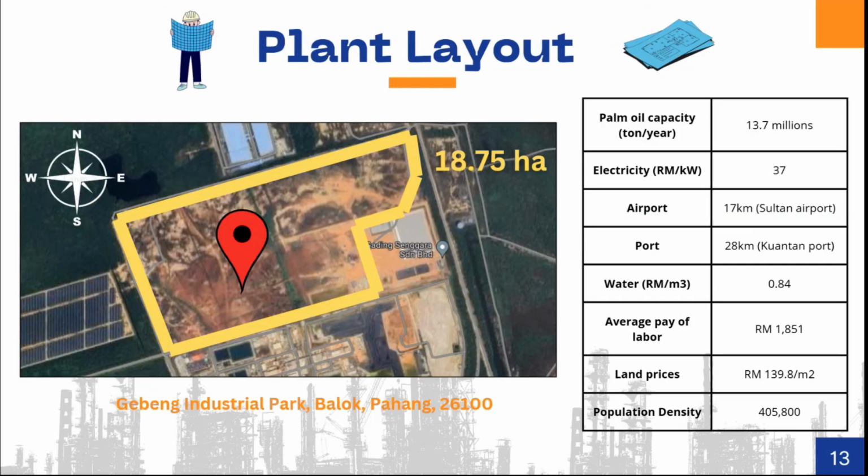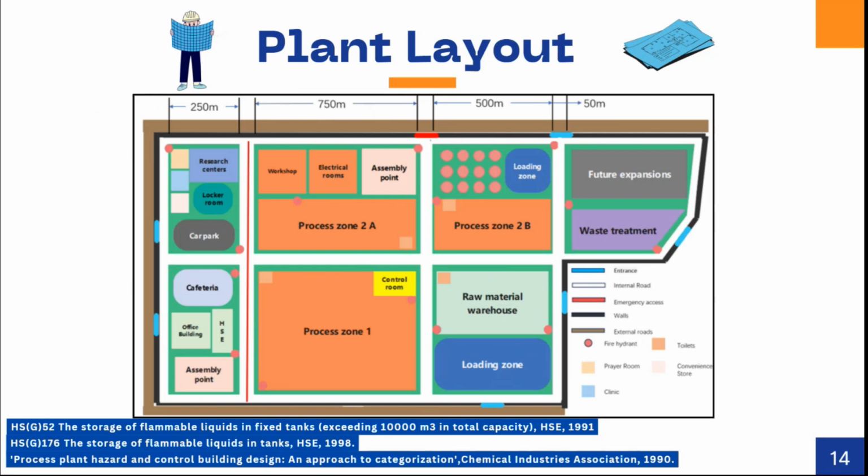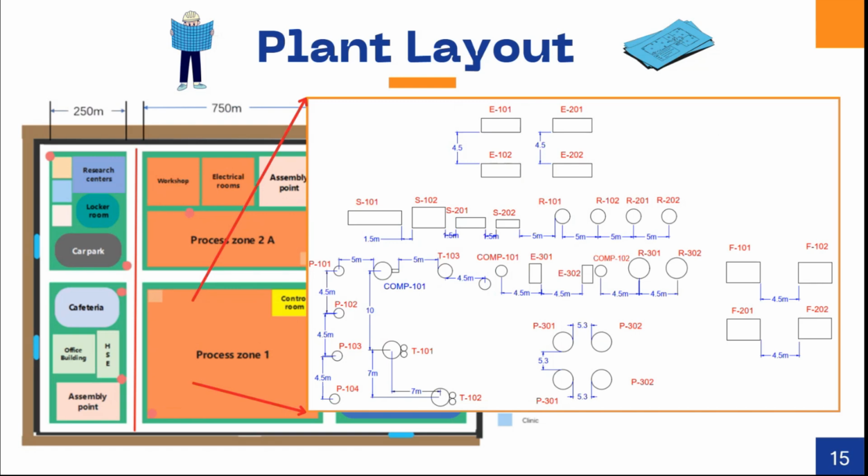For plant layout, there are several considerations as shown in this table, and after factoring in all of them, we have chosen the Gebeng Industrial Park as our site location. This is a more detailed plant layout where we follow the code of practice and the industrial guidelines. This is the layout for our equipment spacing, where we have met all the specifications listed.